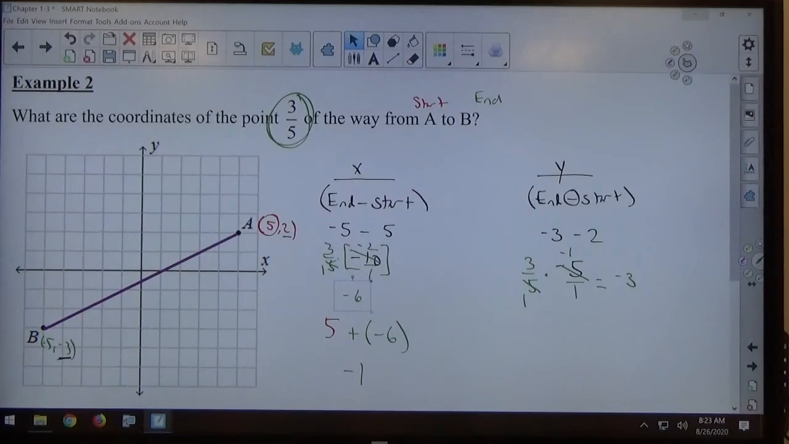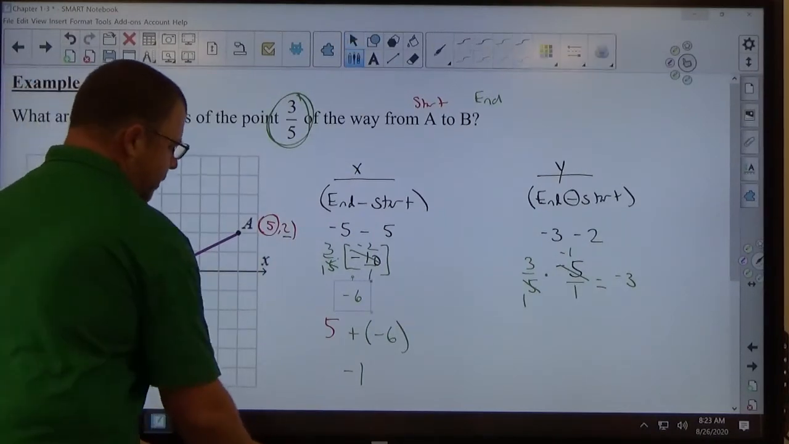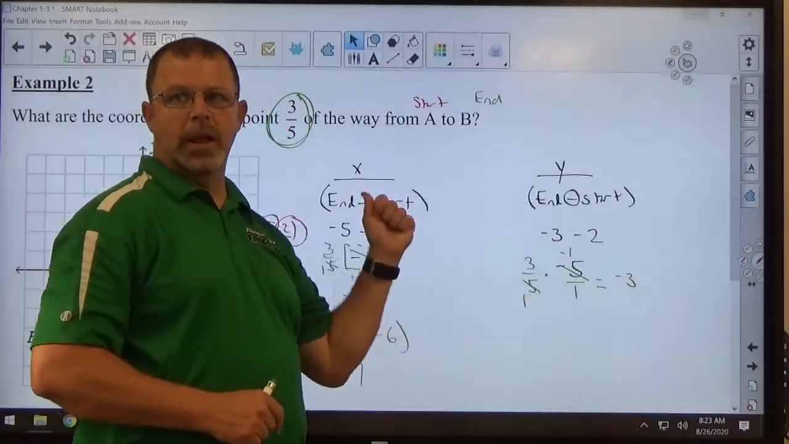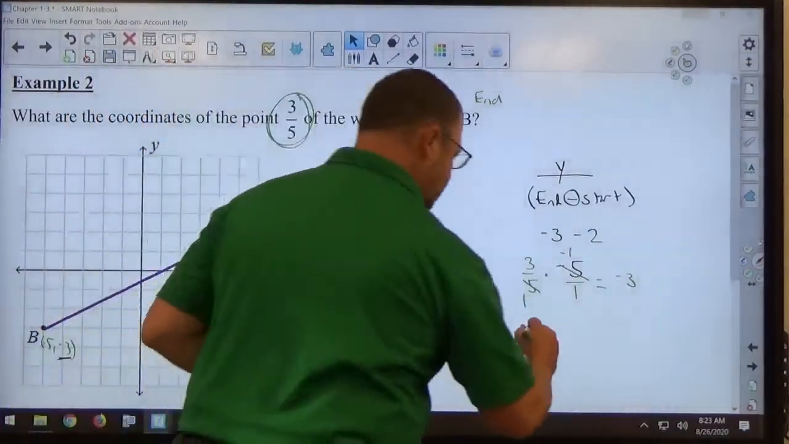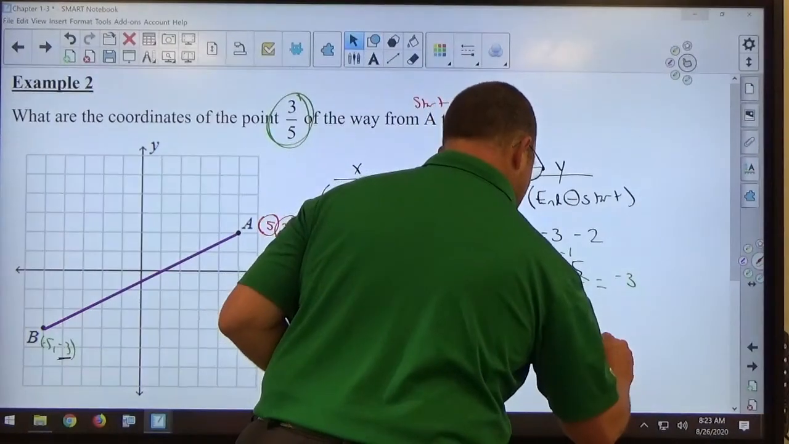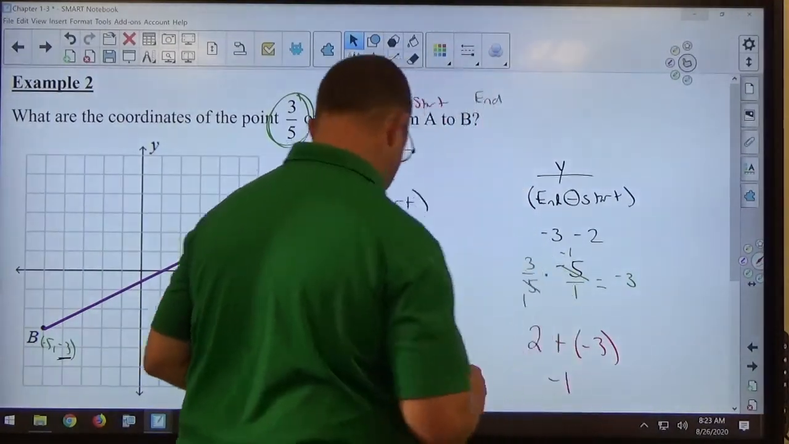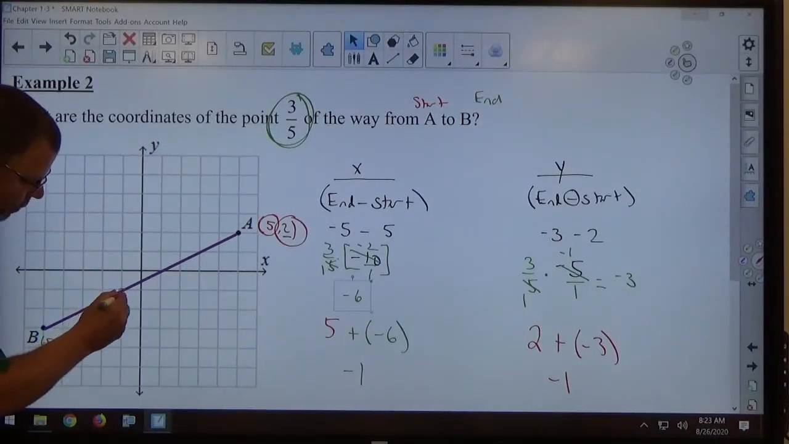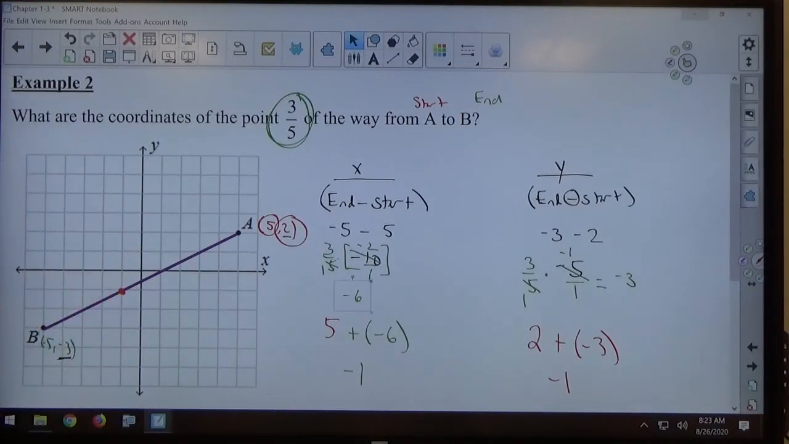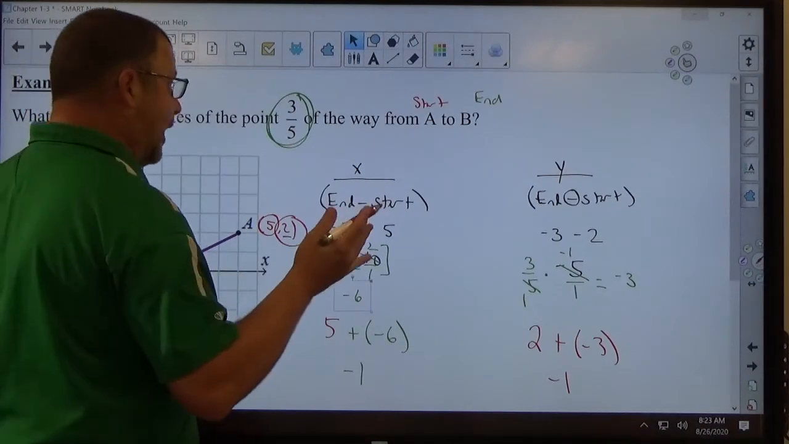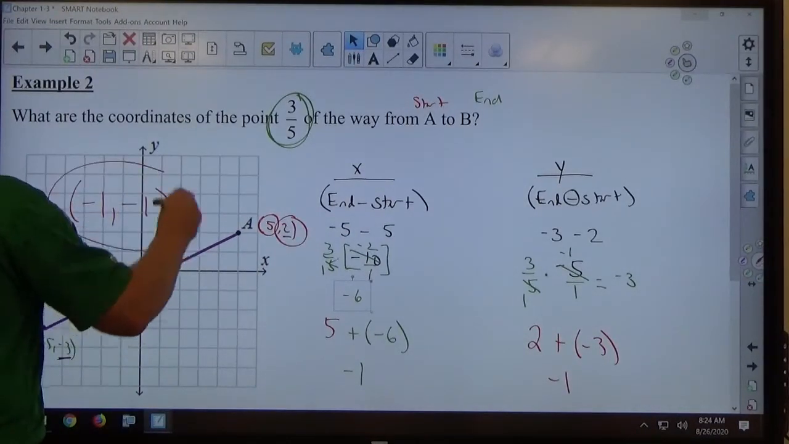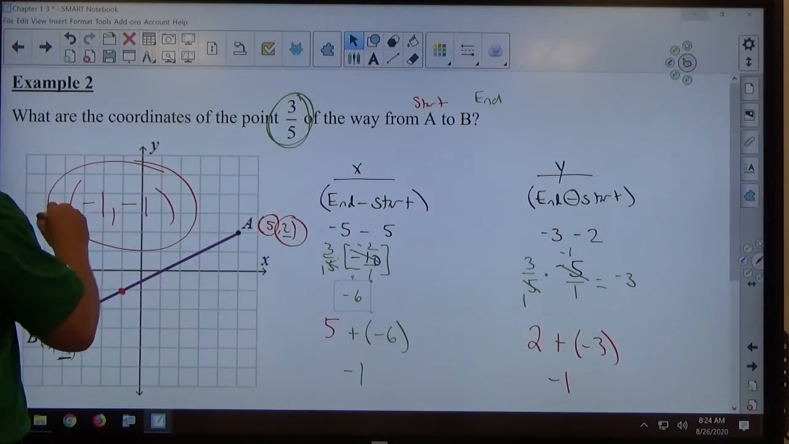And then finally, we started at A, and this is how far we're moving in that direction. So we're going 3 down from 2. So we simply do 2 plus -3, which equals -1. X is -1, y is -1. That point is 3/5 of the way from A to B. So the correct answer to the problem then would be -1, -1. I'm going to call that point P for partition.